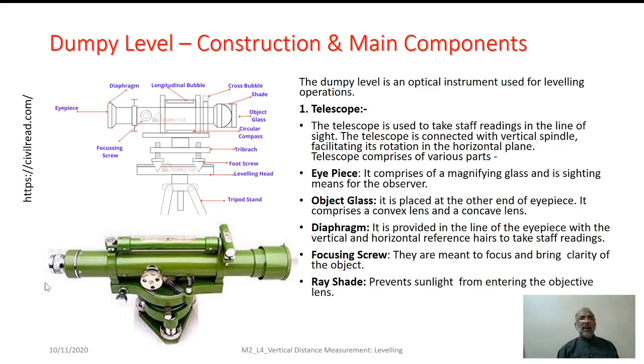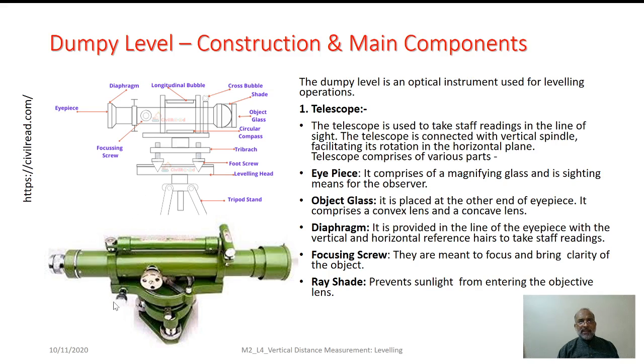The lower part shows the actual image of the dumpy level. According to the manufacturer, some small changes are possible, but mostly the kind of components that we have considered here are applicable as far as constructional aspects of dumpy level are concerned. There are some small items which are worth considering.